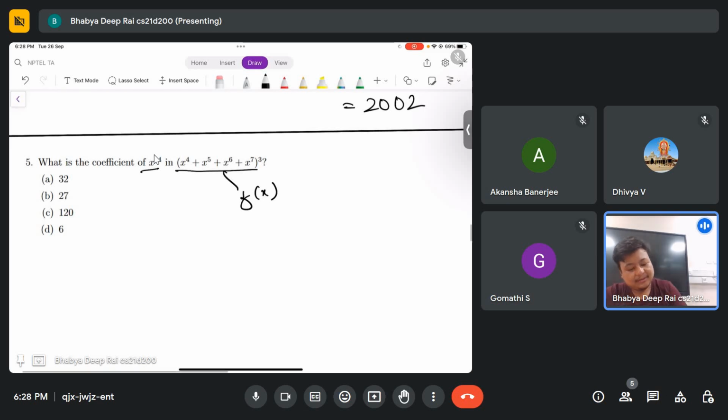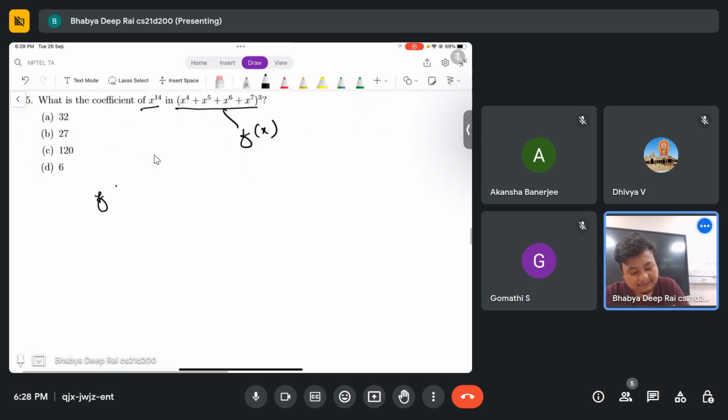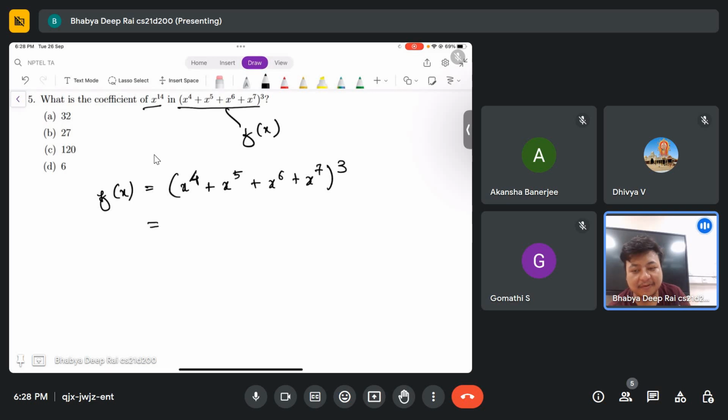Now what I'll do is the following. f of x is equal to, and this is an important technique, this was already also done in the lectures I believe, (x to the 4 plus x to the 5 plus x to the 6 plus x to the 7) whole cube. Now what you do is take x to the 4 common, and then you have 1 plus x plus x square plus x cube inside.